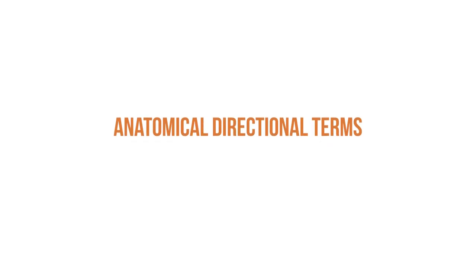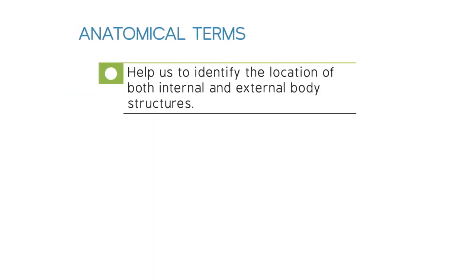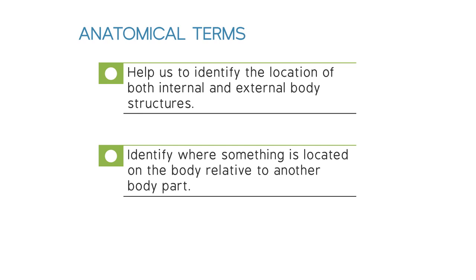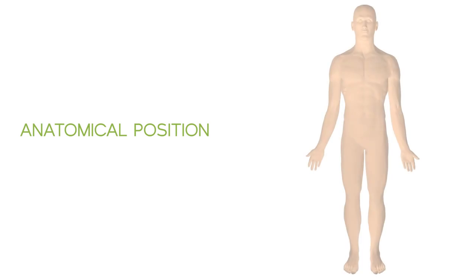In this video, we will be discussing anatomical directional terms. Anatomical terms help us to identify the location of both internal and external body structures. Most of these terms are used to identify where something is located on the body relative to another body part. These terms refer to the locations of human body parts as they occur in the universal anatomical position. The anatomical position is an upright standing position with arms at the side, palms facing forward, and both feet together.